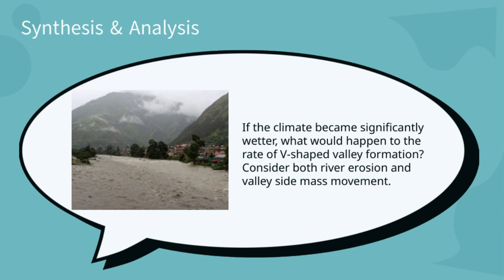But we also need to think about the valley sides. More rainfall can saturate slopes. Saturated slopes are heavier and less stable. When the ground becomes waterlogged, it is more likely to move downhill under gravity. This means mass movement could increase. There may be more slumping, landslides, or scree moving into the river channel. The river would then transport this material away, helping to maintain steep valley sides. So a wetter climate could speed up V-shaped valley formation by increasing both river erosion and mass movement.